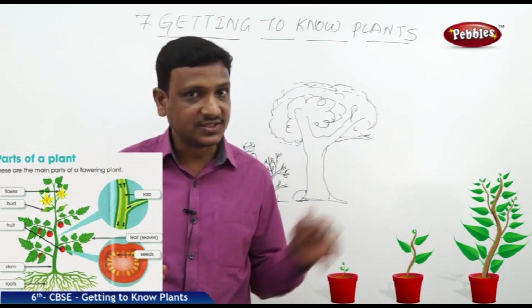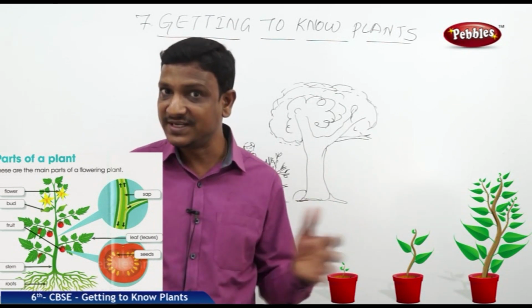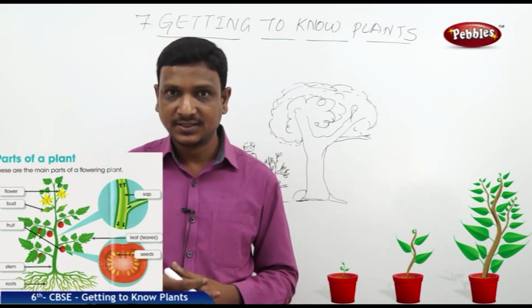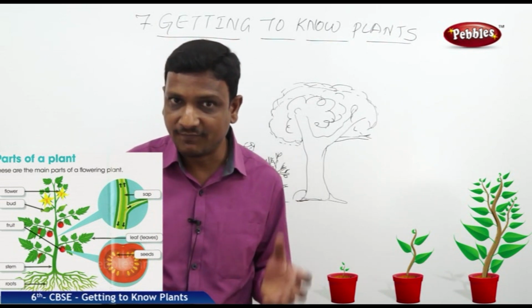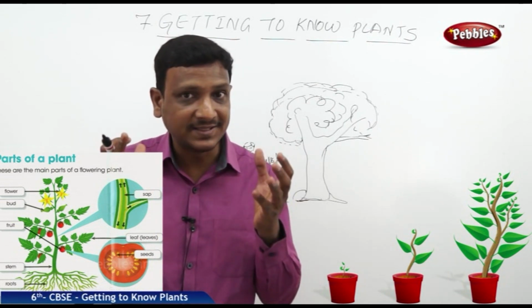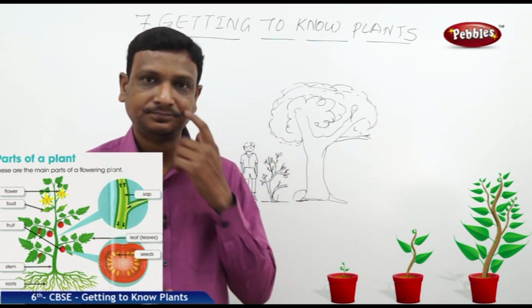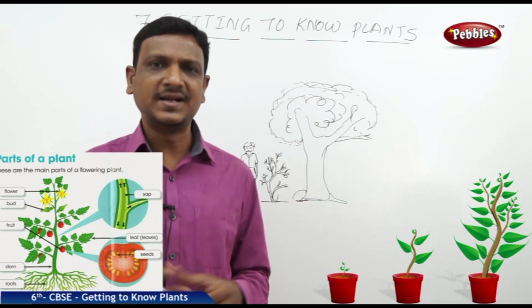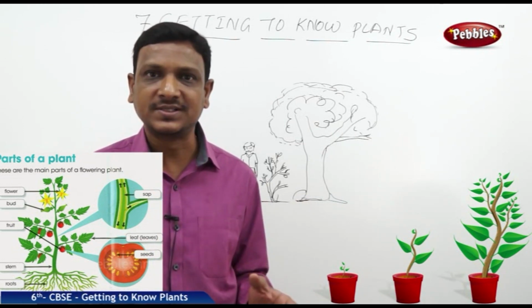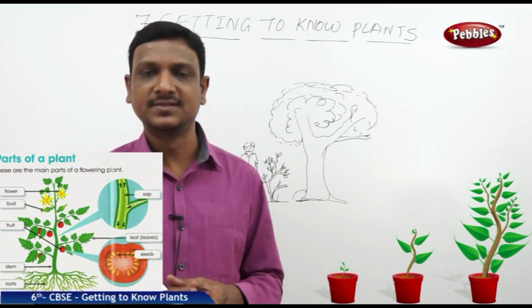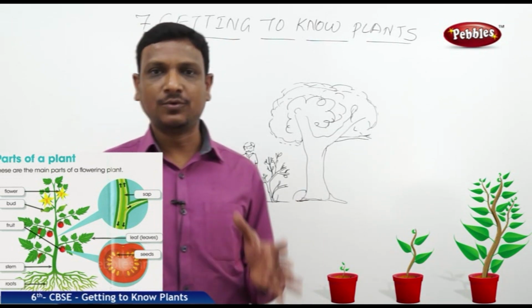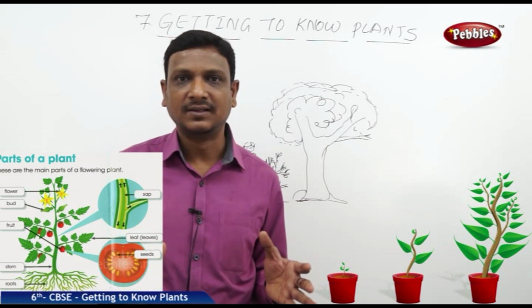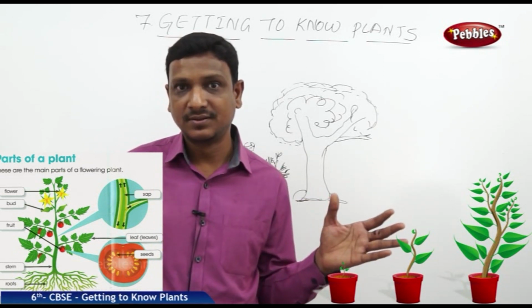But is this naming scientific? Shall we call the smaller ones plants and bigger ones trees, right? Or is there any scientific, systematic way of calling the plants? So let us find out or explore some important facts about the plants. The first thing that we are going to see is how the plants are grouped, right?